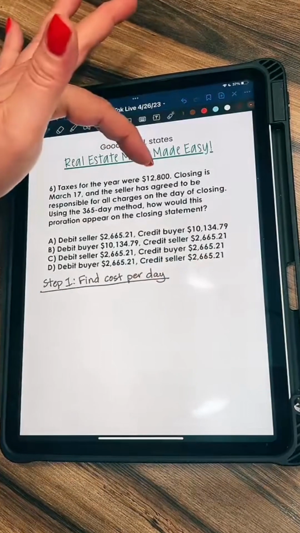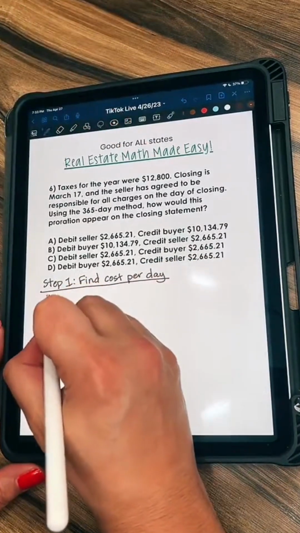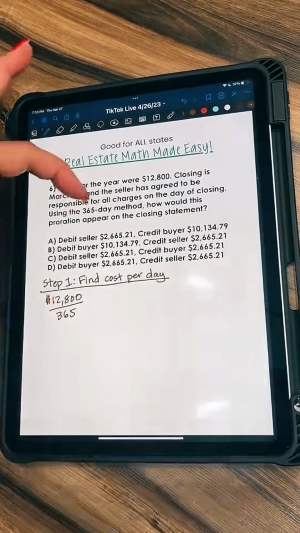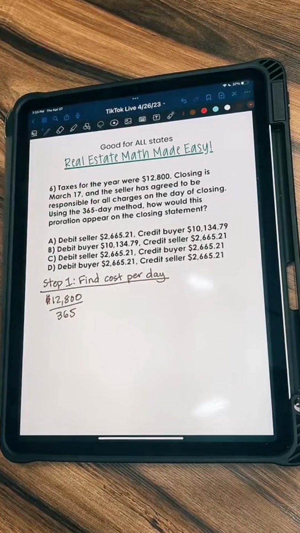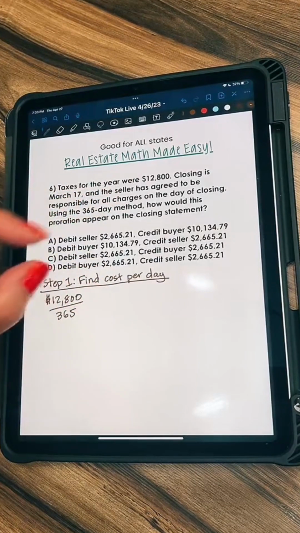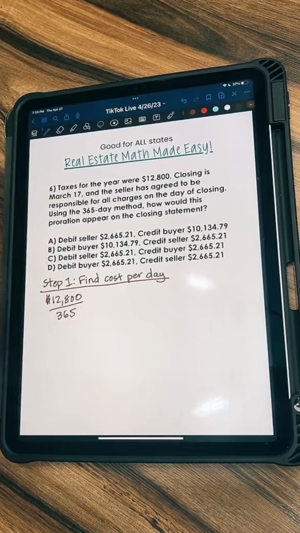All right, so we're going to get the tax amount, $12,800, and we're going to divide it by 365 because they said to use 365. If they tell you to use 360 days, remember that is going by a 30-day month calendar. Every month is 30 days. Let me say that again. If it says 360-day method, use 30 days for each month. Not 31, 30, 28, etc. No, 30 days per month, even February.